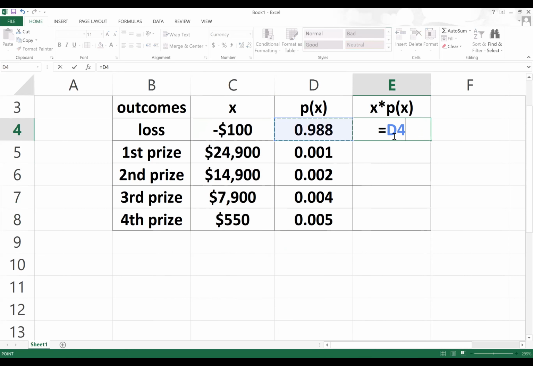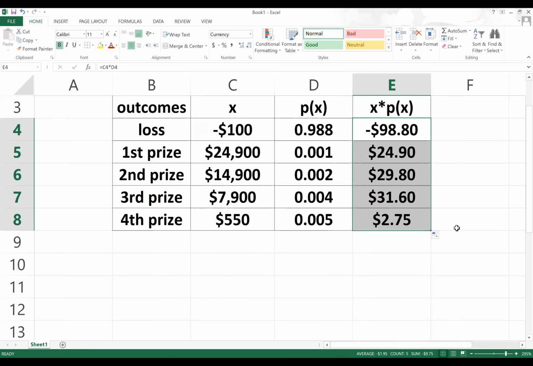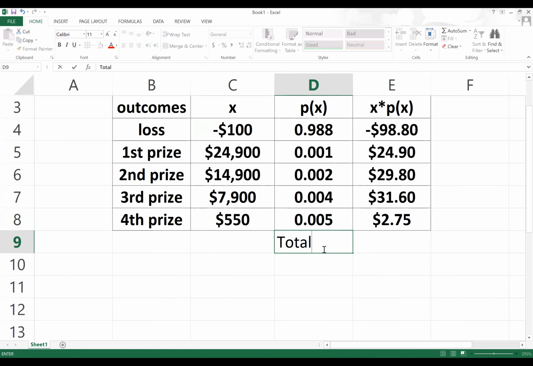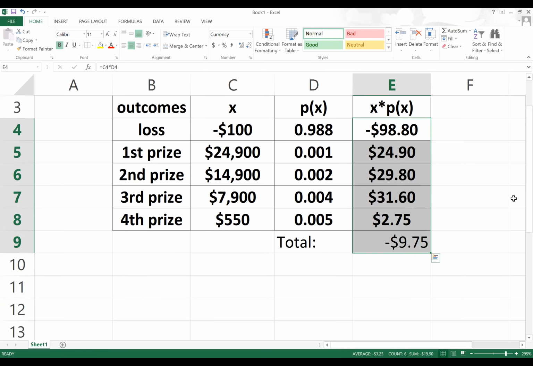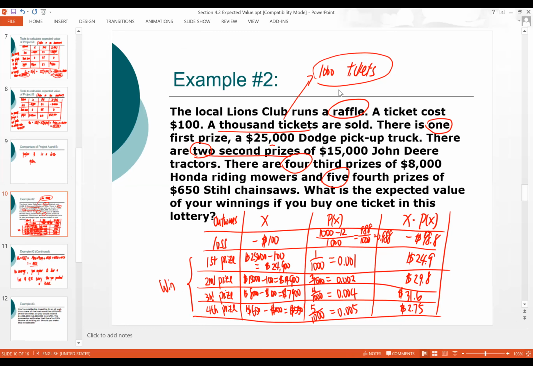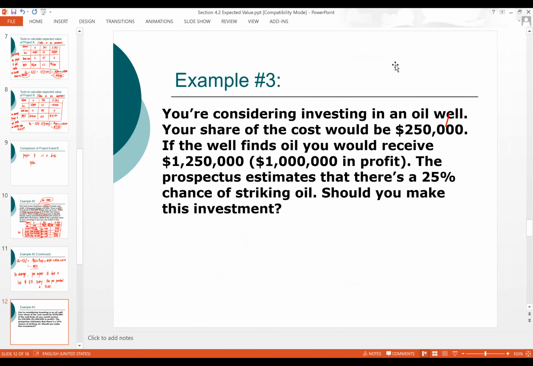So we calculate each one times that, get all of this, and then eventually you just get a total of that, right? That will be the expected value. So the sum of this turned out to be negative $9.75, right? So that's how you handle that in Excel. Okay, any question on this? Okay, now let's continue.